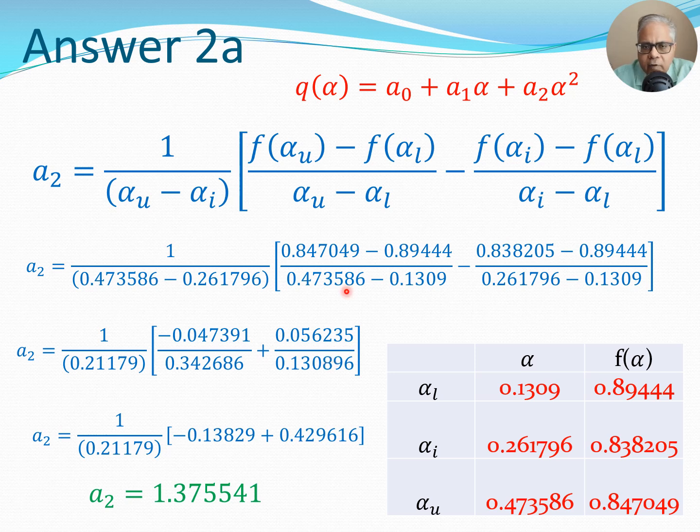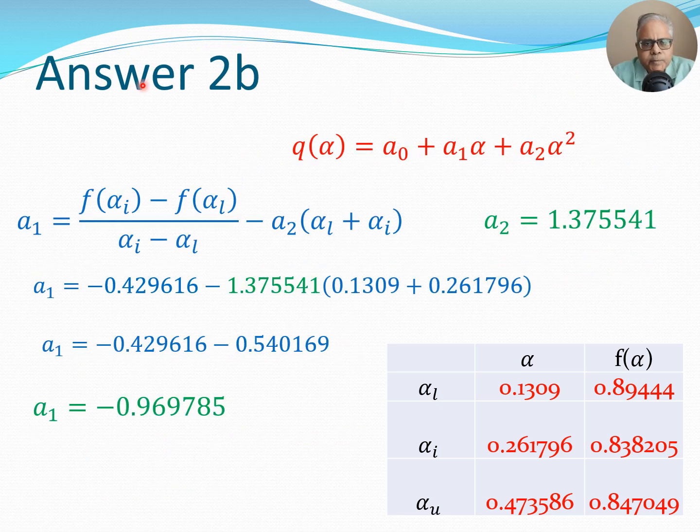1.375541. Now why I'm doing all this by hand is that I'm going to use these numbers to actually check out the output of my Python code. So that's something always useful to do in case you want to check out the veracity of your computer program.